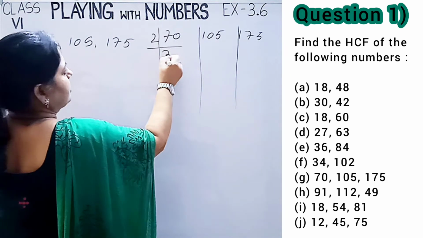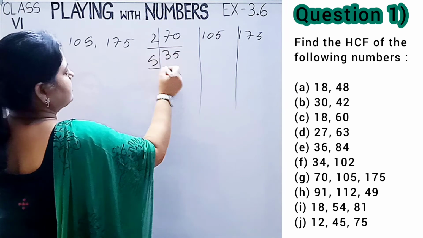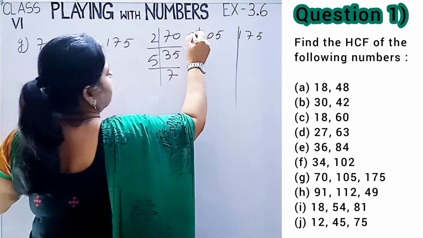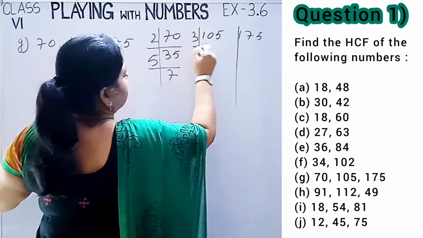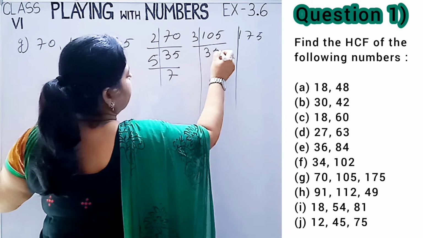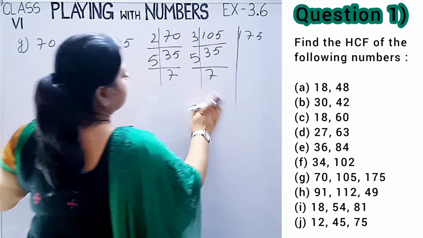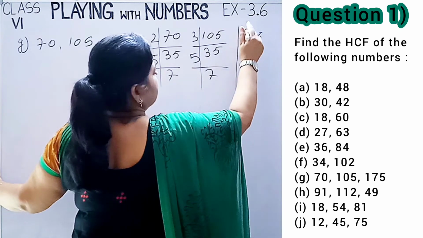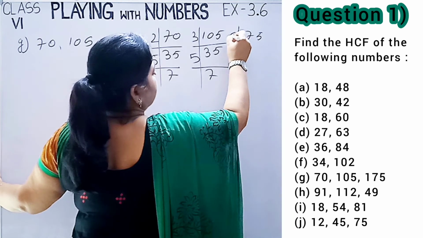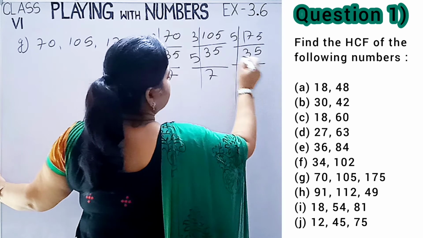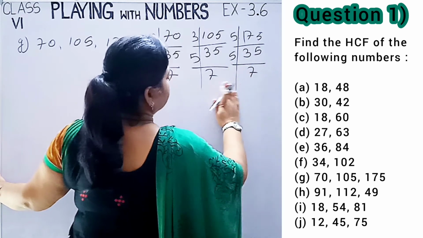2, 35, 5 7s are 35. You all know divisibility rule also. 3, 3 3s are 9, 3 5s are 15, 5 7s are 35. Last one is 175. So 5 3s are 15, 5 5s are 25. So 5 7s are 35.